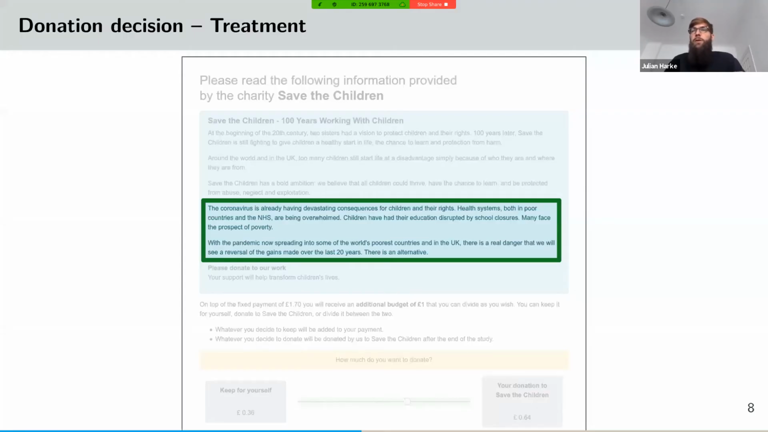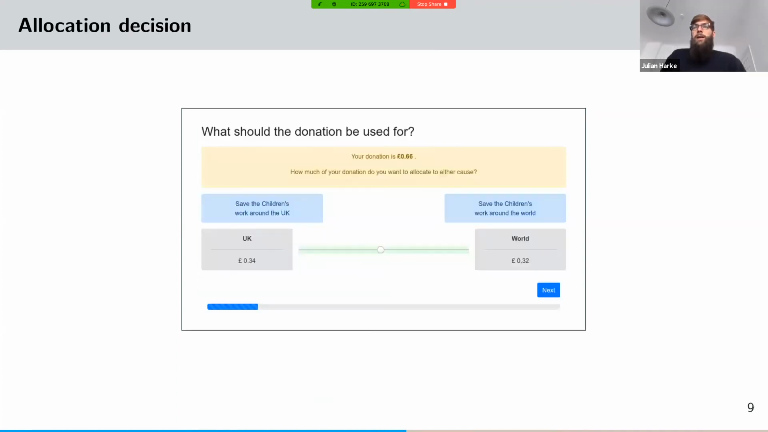The treatment group sees almost the same screen except for this highlighted reference to COVID-19. So they take basically the same decision, just with this small change. For the second decision, all participants see the same screen, and they need to decide how much of their donation from the first screen they want to donate to the local cause or to the global cause. Again, they can choose any amount and can give all to the local or to the global or any amount in between.